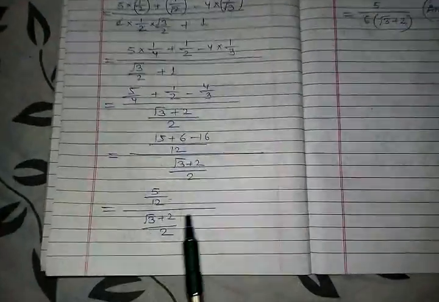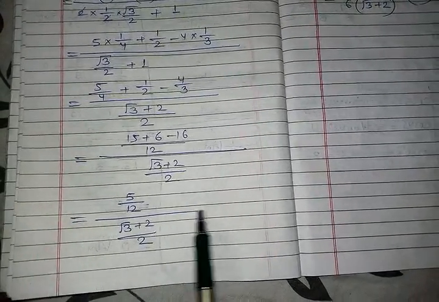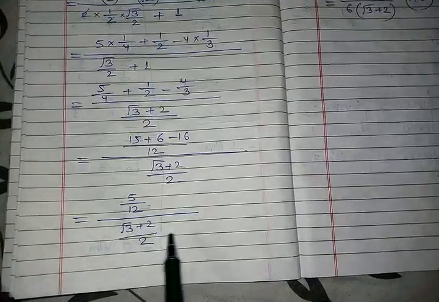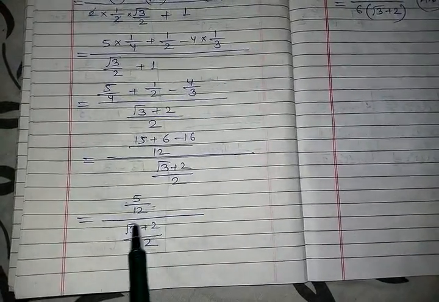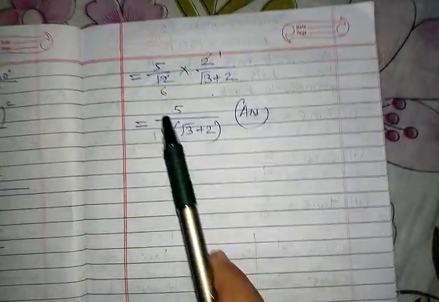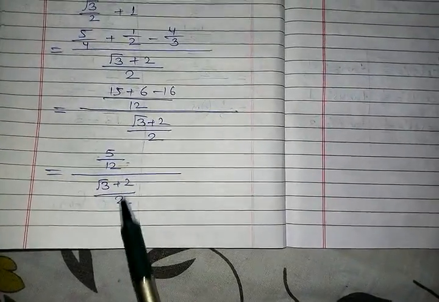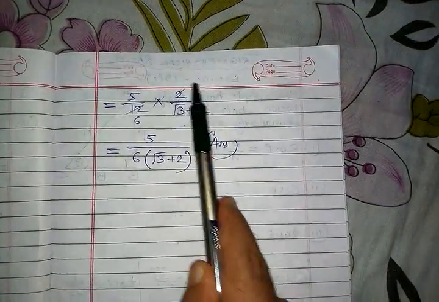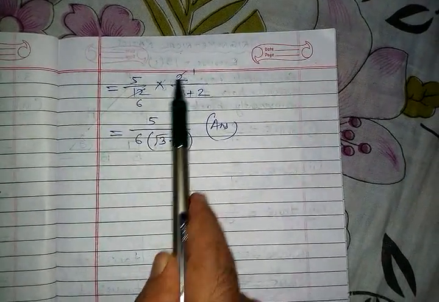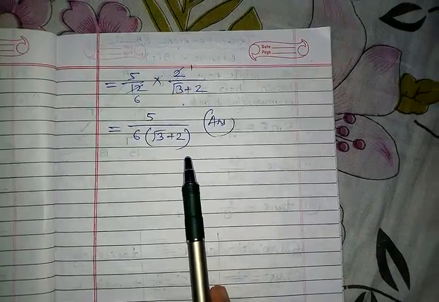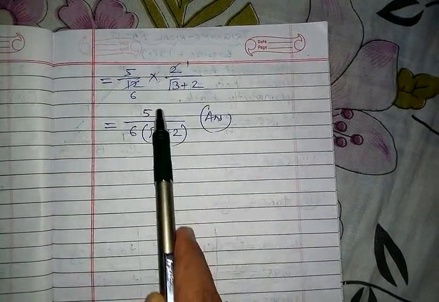Now as you all know, when below the long fraction there is one more fraction, one more division, then this long division becomes multiplication and they interchange. 2 goes up, root 3 plus 2 comes down. That I do. So 5 by 12 I write here into, and I interchange. 2 goes up and this comes down. After that we get this because the division became multiplication. Now 2 sixes are 12, we can cancel, and nothing else can be cancelled. So now 5 ones are 5 and this 6 I wrote here. Root 3 plus 2 I wrote in the bracket.